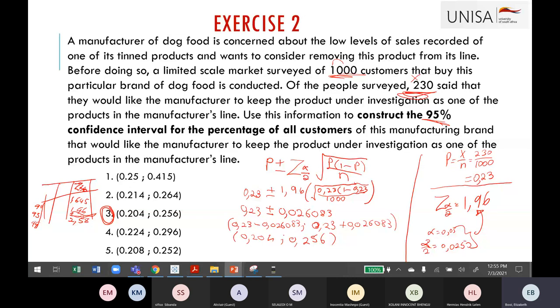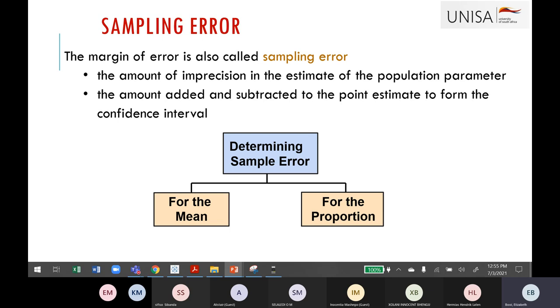Okay, so that's how you answer confidence intervals for the proportion. Now, I want to introduce what we call a margin of error, or a sampling error. A sampling error, which is the same as margin of error, is the amount of precision in the estimate for the proportion that we use. And we either add it or subtract it from the point estimate to form a confidence interval.